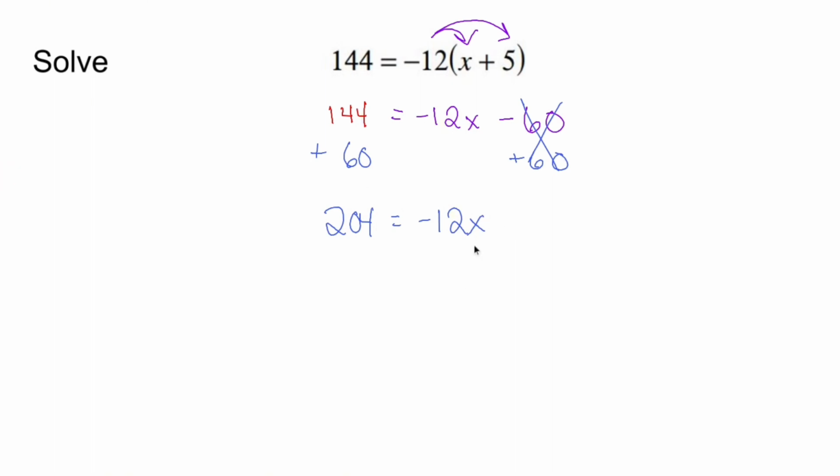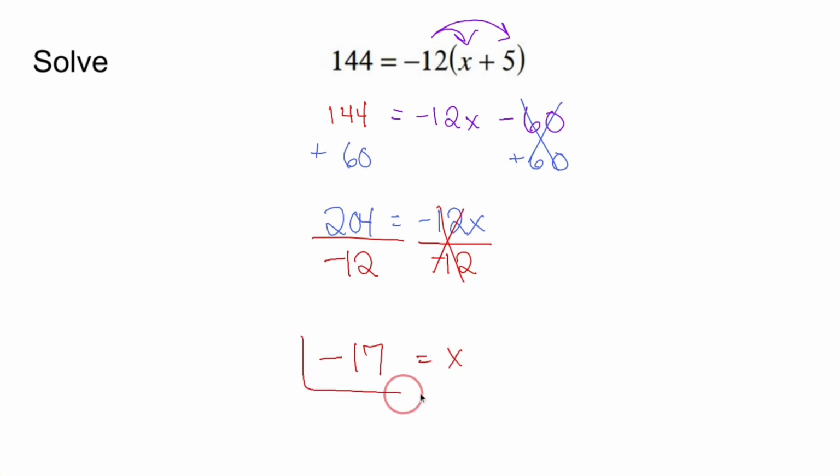Now, x is still not alone all by itself on the right side. Negative 12 is being multiplied to it. The way you get rid of that negative 12 if it's being multiplied is you do the inverse of multiplication, which is division. So divide both sides by negative 12. And 204 divided by negative 12 is negative 17. Positive divided by a negative is a negative. 204 divided by 12 is 17. Trust me on that. And you get equals x.